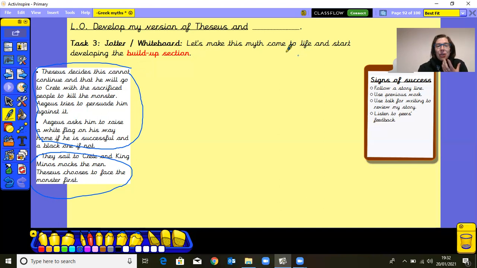tomorrow. So, as before, grab your jotter, your whiteboard, draft it, read it. I'm happy. Yes, I'm happy with this section, but I want to improve this one. Edit, and when you're ready, copy it in your books, and I will read it later from Dojo.